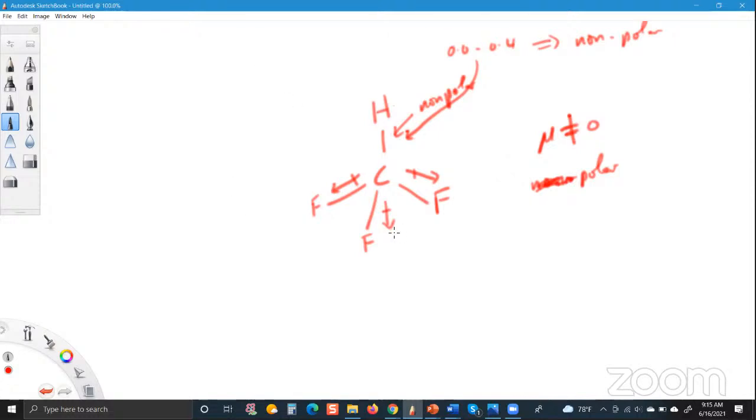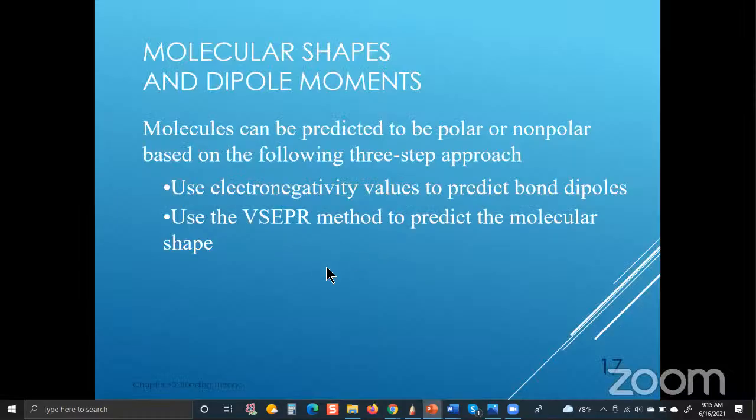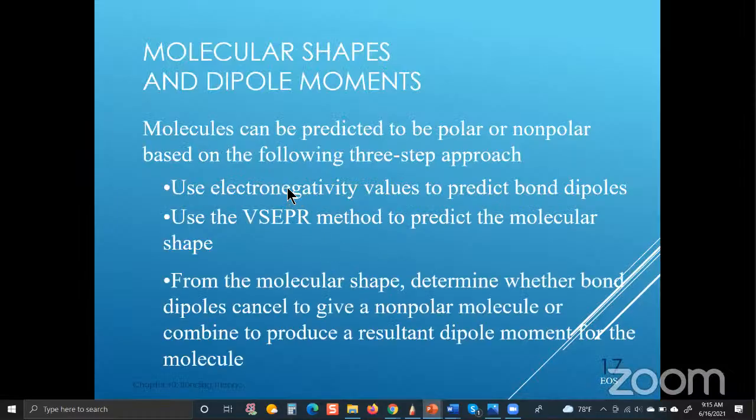So these are the things that you have to take into account when you're trying to determine whether or not a molecule is polar. Some steps to follow: firstly, look at the electronegativity values to predict whether or not the bonds themselves will be polar. Then use the VSEPR theory to determine the shape. Based on the shape, identify whether or not dipoles will cancel out to give a nonpolar molecule, or combine to give a resultant dipole moment for the molecule.